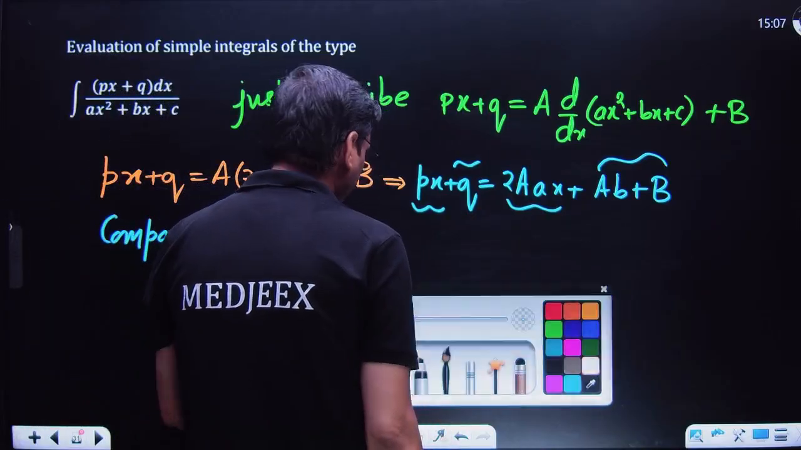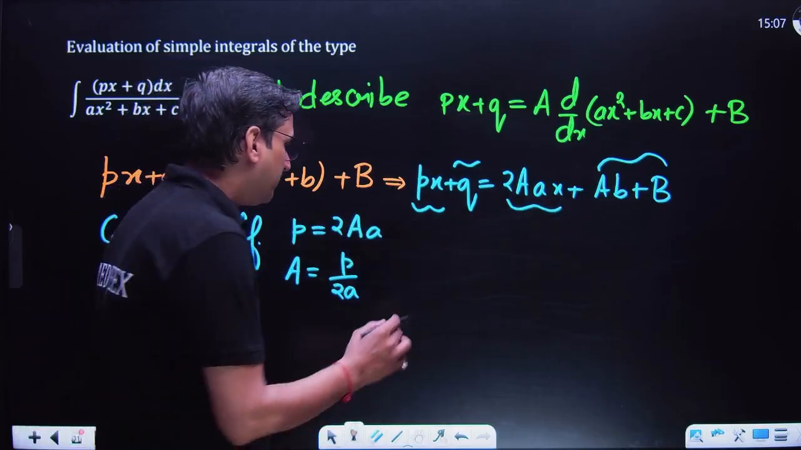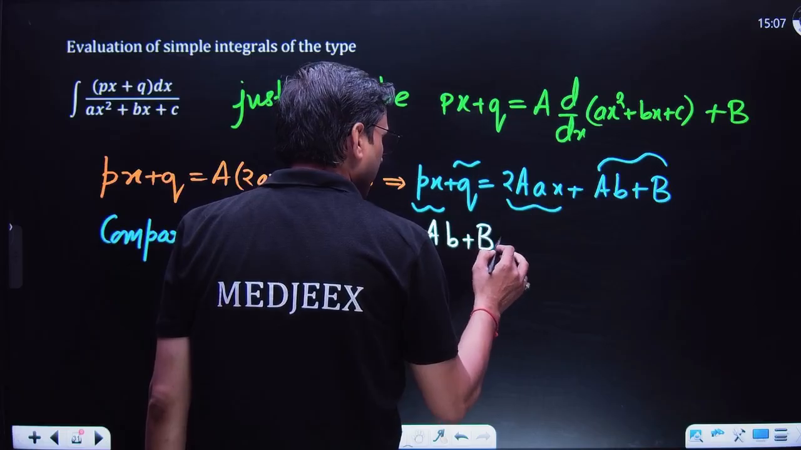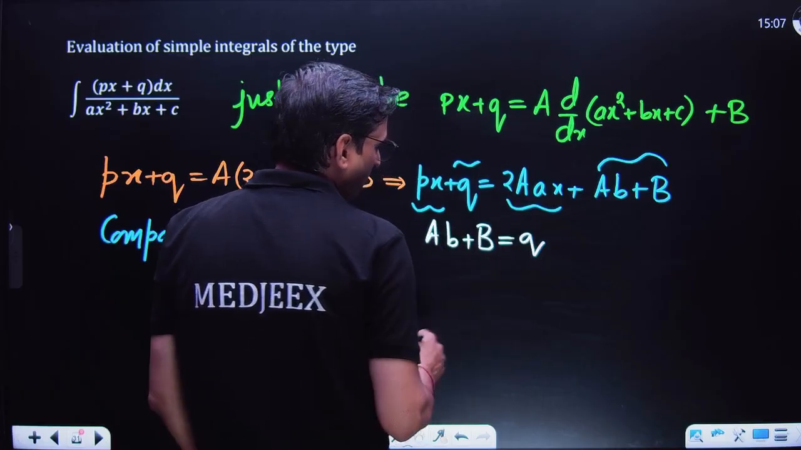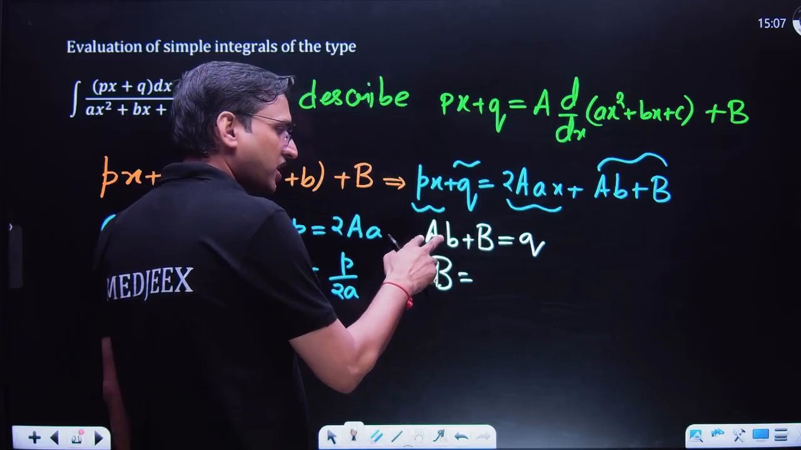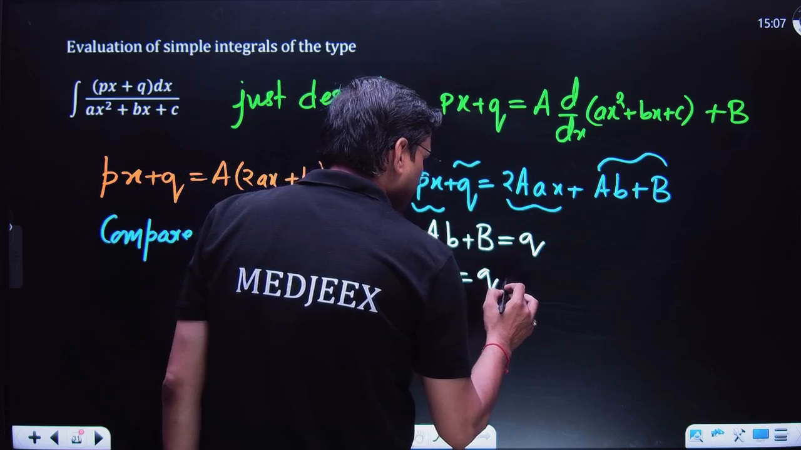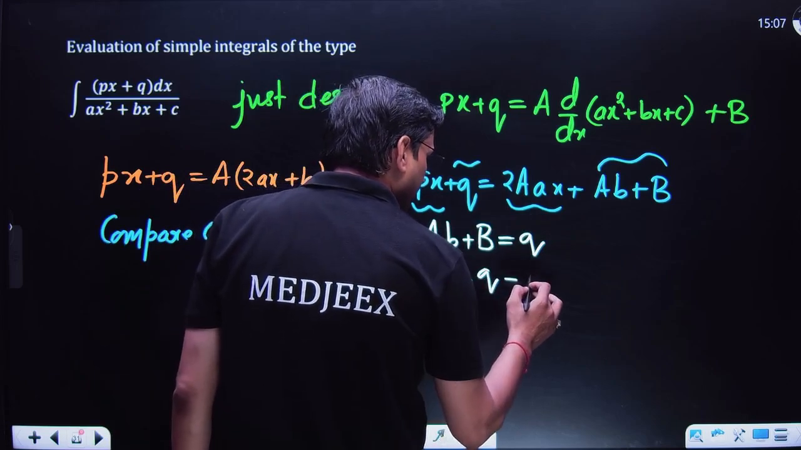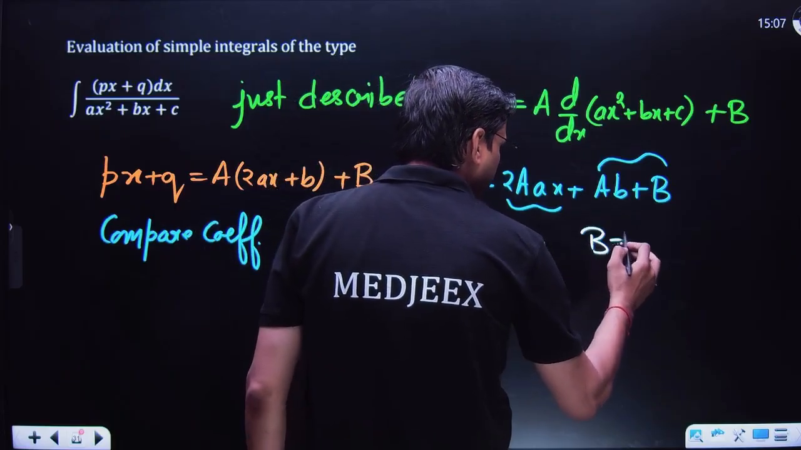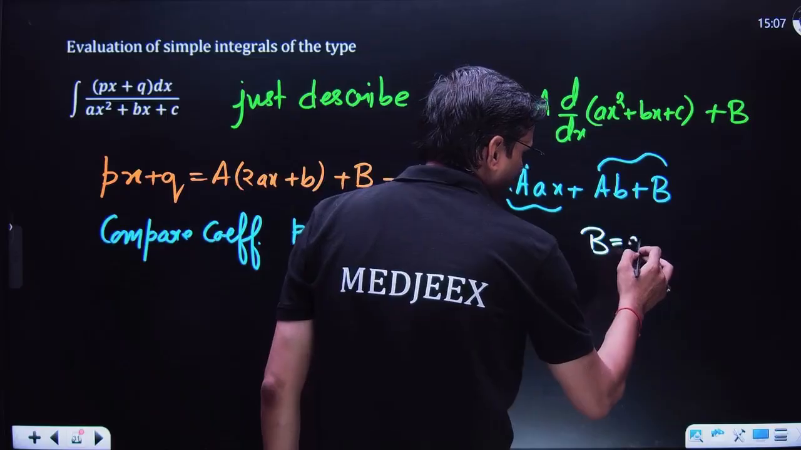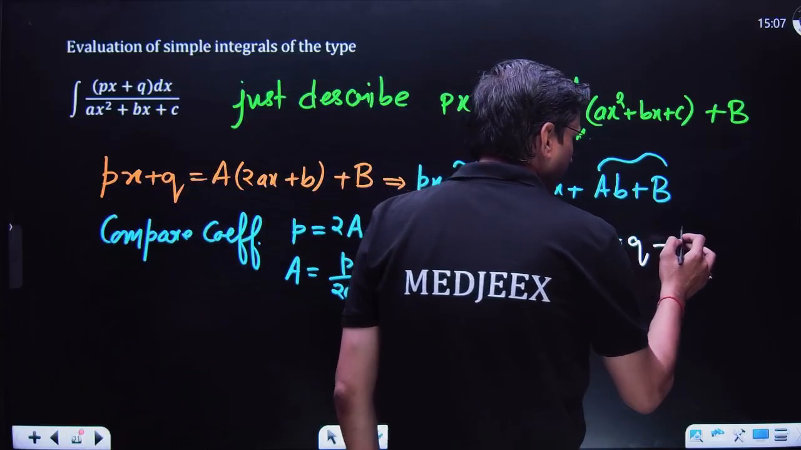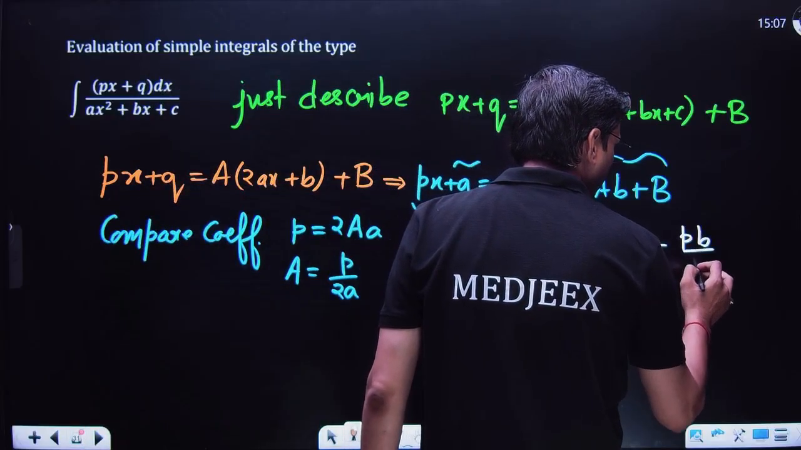Very simple. Now this one will be written as A times small b plus capital B equals Q. Now I want this B. I'll simplify by transposing this AB over there. Then it will be written as Q minus capital A small b. Then capital B will be written as Q minus, this is given, capital A is written over there like P by 2a. You will write P small b upon 2a.